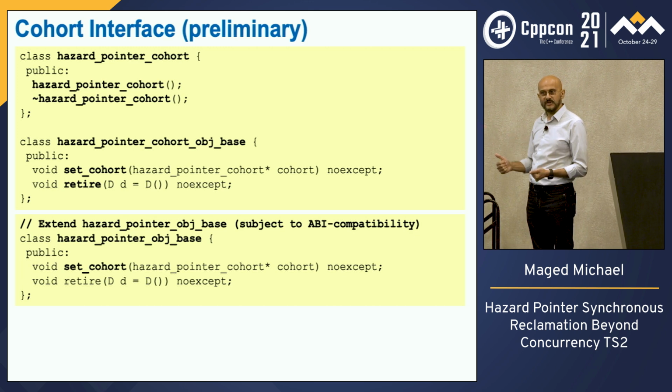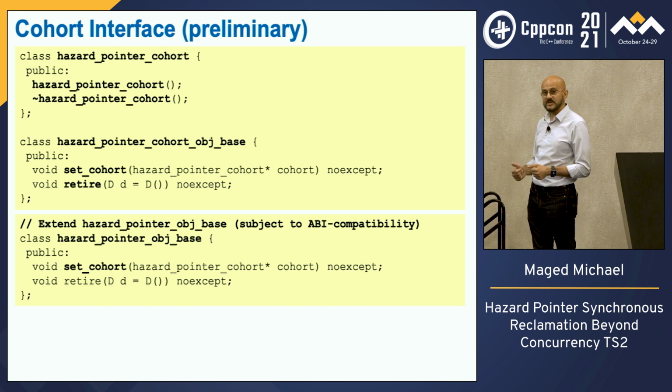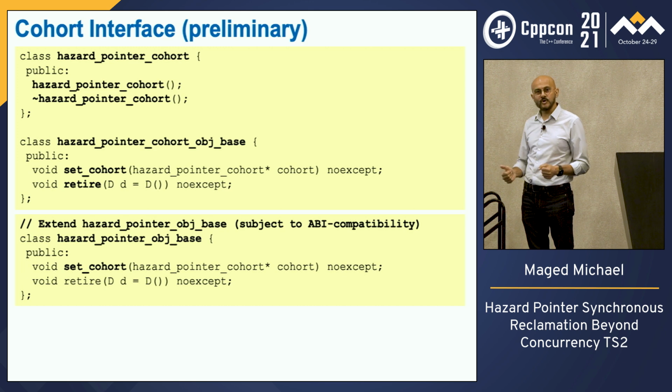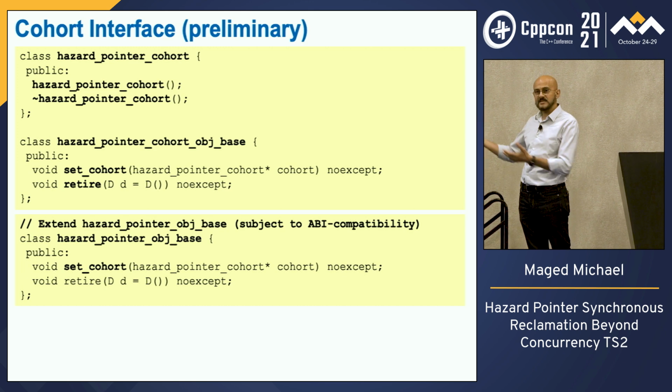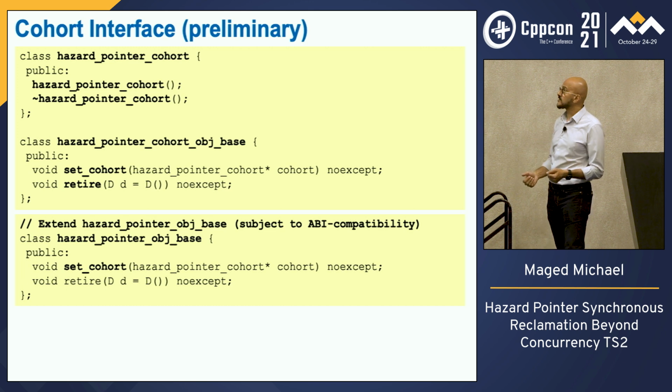I kind of covered it already. Just need support for cohorts. It's just a constructor, destructor, some kind of object base, whether it's a different cohort object base, different from the object base, or, subject to ABI compatibility, we would just add this capability to set cohort to the object base that we already want to propose for C++26.